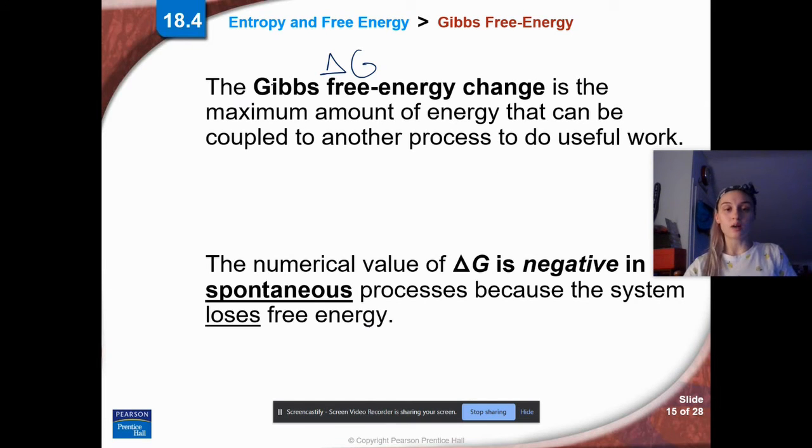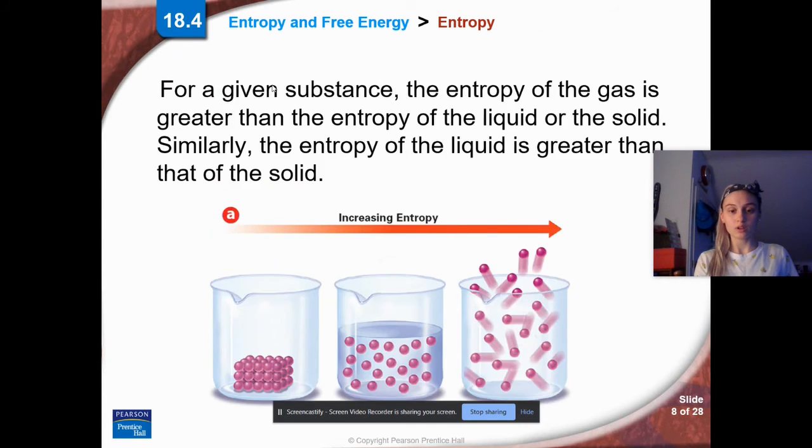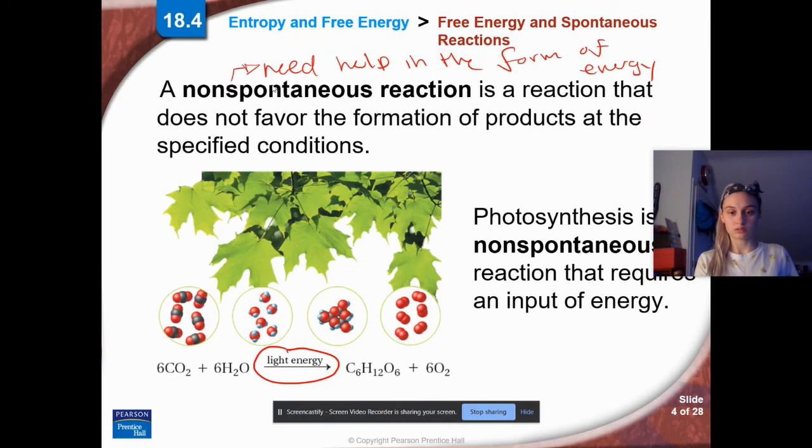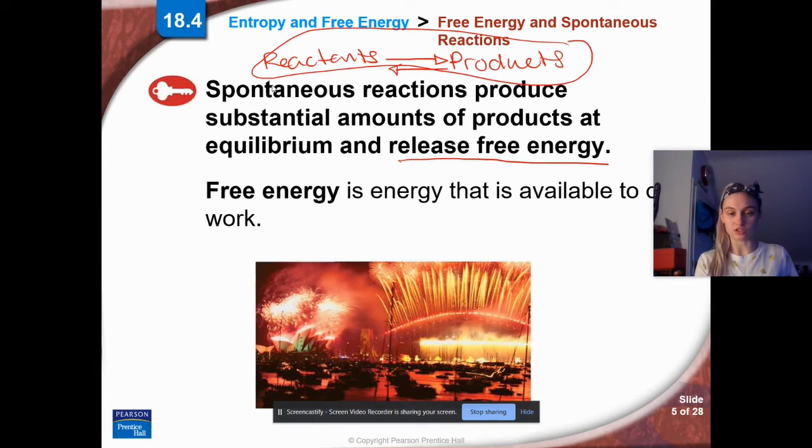And so Gibbs free energy is just the maximum amount of energy that could be coupled to another process to do useful work. So I already touched on this way back here. Maybe I didn't. No, I know I did. I just don't remember where. Oh, here. So remember when I talked about on this slide that if you have a spontaneous reaction that releases energy, a lot of times you can couple that energy.